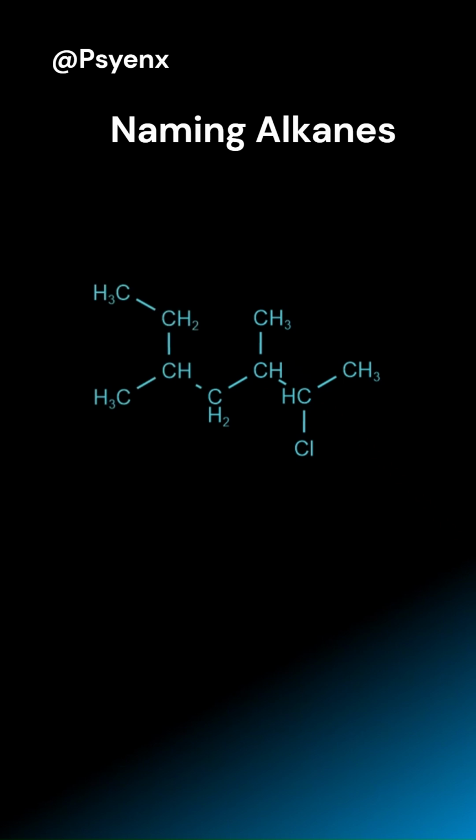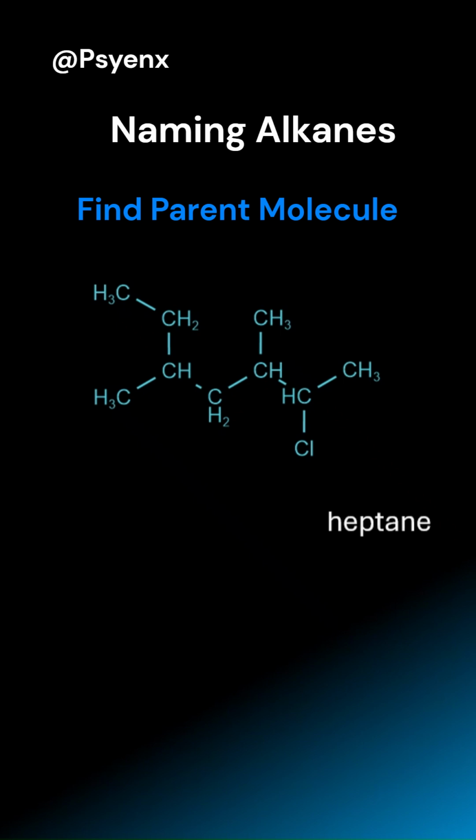Naming alkanes, single bonds. Take a look at the structure. First, we need to find the parent molecule, the longest continuous chain of carbon atoms. You should count from here. Not there. The longest chain contains 7 carbons. It is a heptane. Finding this parent backbone is always your essential first step.